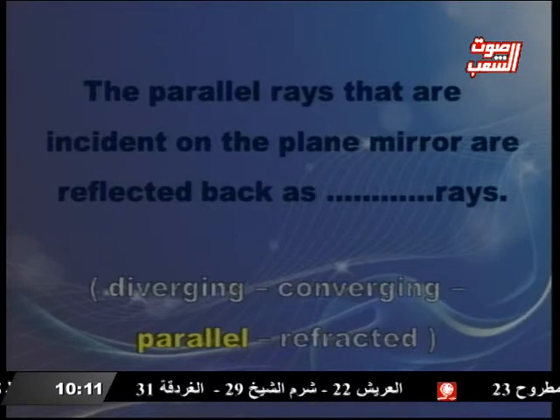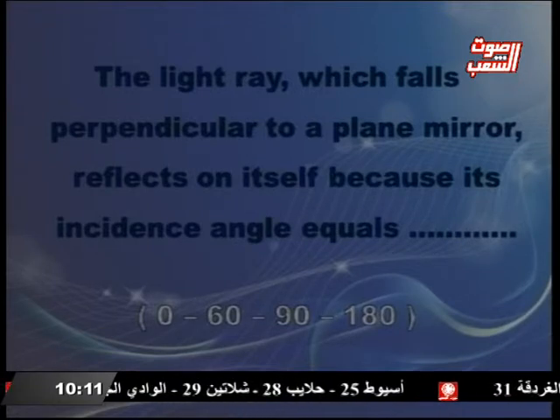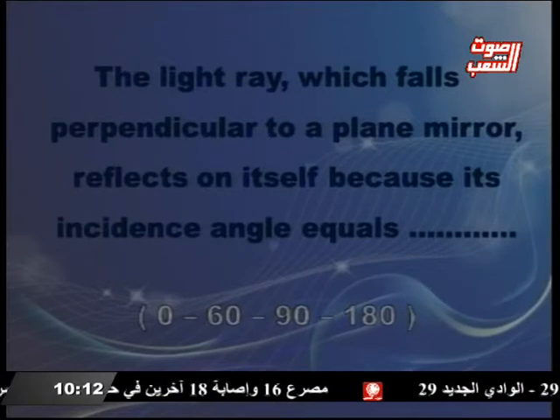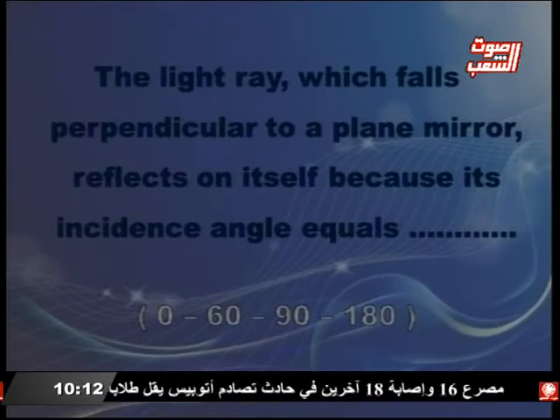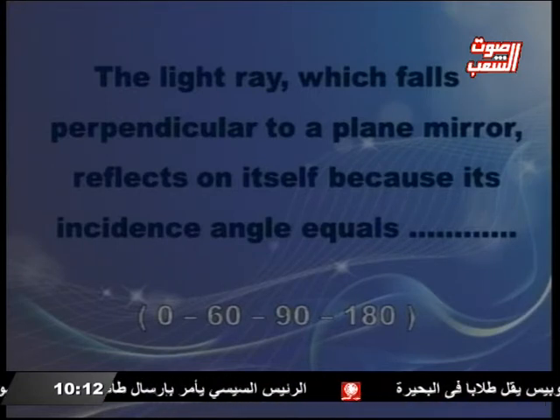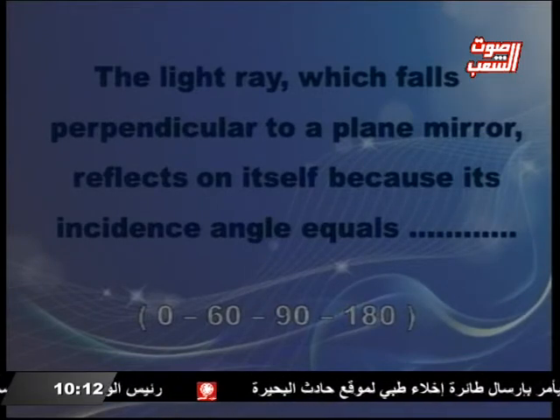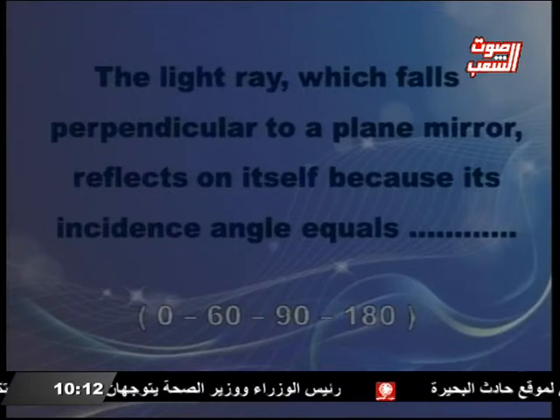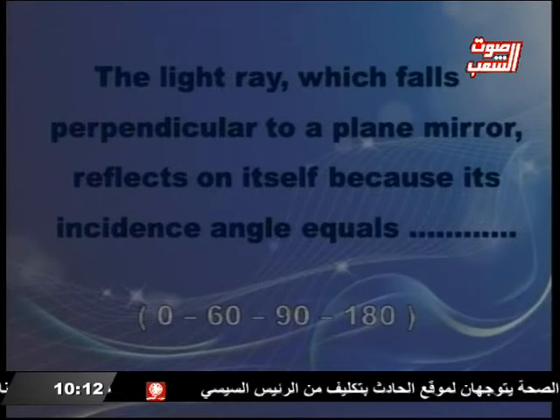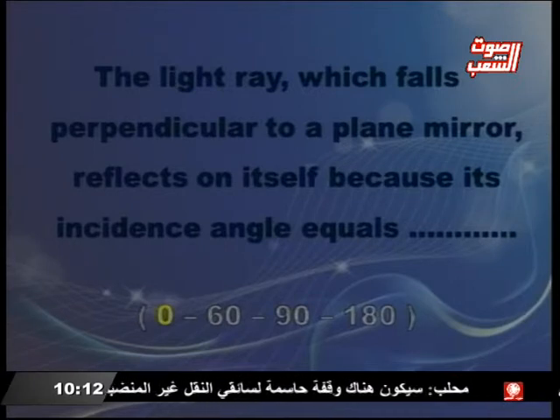After that, the light ray which falls perpendicular to the plane mirror, making a right angle with it, reflects on itself because its incidence angle equals what? 0, 60, 90, or 180? Let's remember that very well. So here we have 0, right?